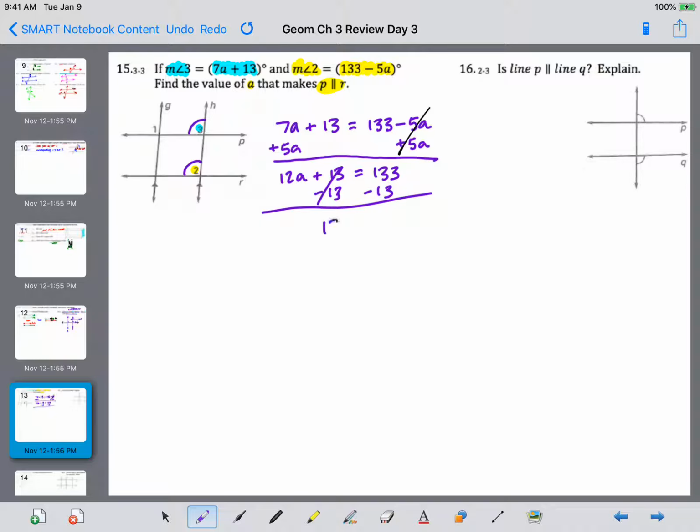And these will cancel. We get 12A equals 120. So dividing by 12 gives us A equals 10. So if A was 10, that would make this line P parallel to this line R. Okay.